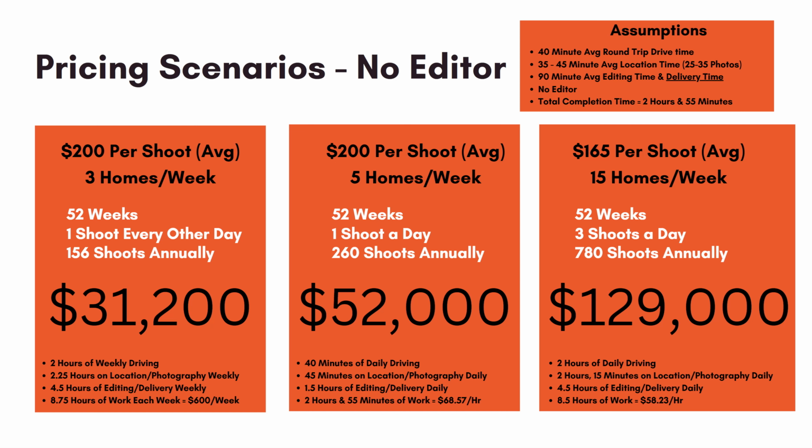So that's 780 shoots a year. It's $130,000, and you've got 2 hours of driving each day, 2 hours and 15 minutes on location, 4.5 hours of editing each day. You're working 8.5 hours each day. Okay. And notice how that drops. You're dropping that down, but you also dropped your price down. But you're still making almost $60 an hour. It's not bad, right?